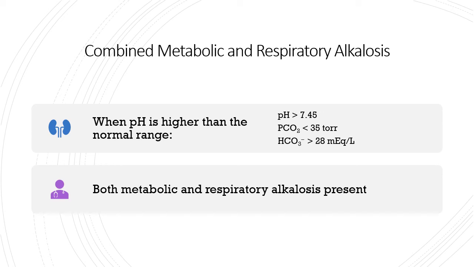Combined metabolic and respiratory alkalosis. This happens when the pH is higher than the normal range. For example, the pH would be greater than 7.45, the PCO2 would be less than 35 torr, and the bicarb would be greater than 28 milliequivalents per liter. Both metabolic and respiratory alkalosis are present.